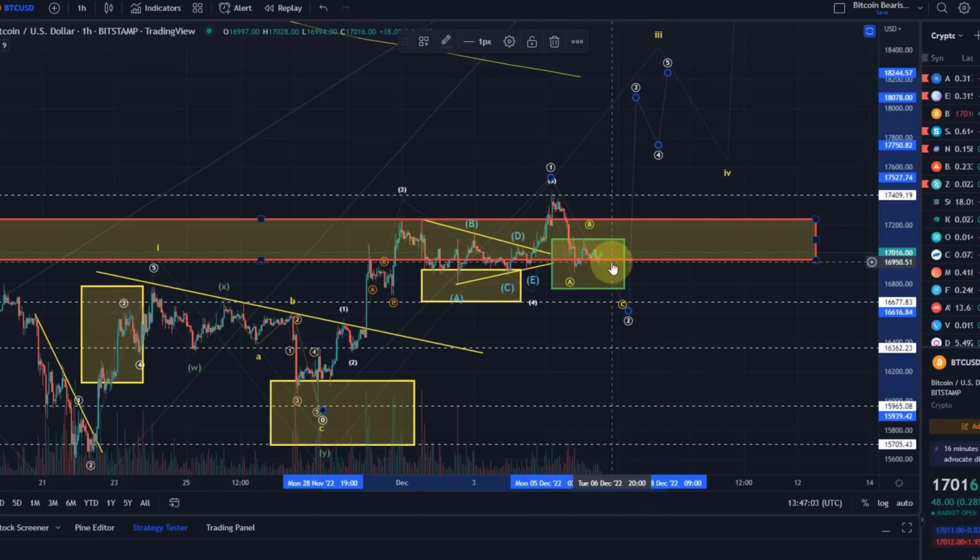In fact, I would then have to change the wave count a little bit, but it is that level that needs to be broken, and then we can look at maybe 18.1K as a target, okay? But that's not primary expectation anymore because of the impulsive sell-off here yesterday.